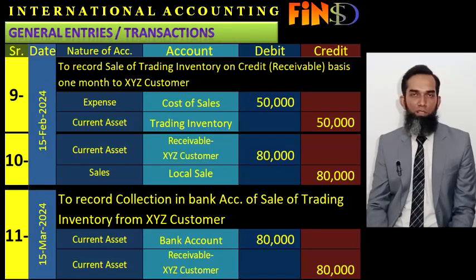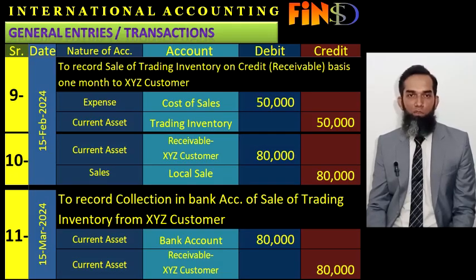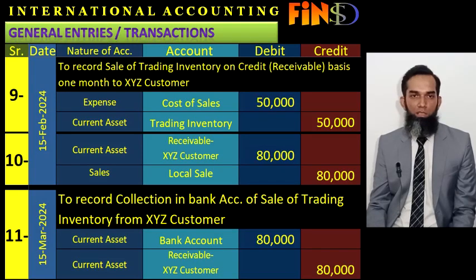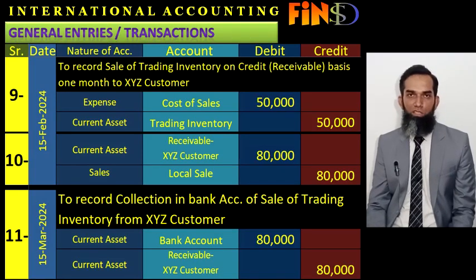Behavior of every account, every nature of asset account, every nature of liability account, every nature of expense account. So this behavior I have to show you, that is, how a journal entry is prepared. So now the 11th entry we are making, after 1 month, the customer is paying the check.